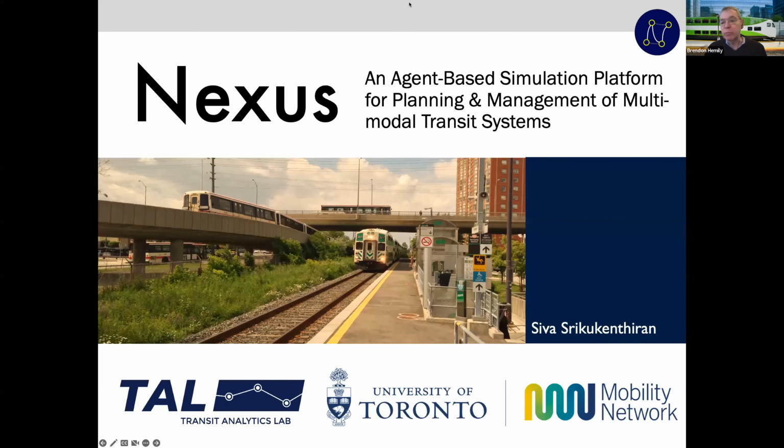So our first speaker will be Dr. Siva Srikukenthiran. Siva is the Chief Technology Officer at Ratio City and an advisor at the Transit Analytics Lab. He previously was a research associate at the University of Toronto Transportation Research Institute, where he managed research programs in transit simulation, schedule optimization, and travel survey data collection. The topic will be NEXUS, an agent-based simulation platform for planning and management of multimodal transit systems. Just a word about the format: we'll have the 4 presentations, all one after the other, and then if everything goes all right, we'll have 15 minutes of questions, open up the floor for questions for anyone. So Siva, please take it away.